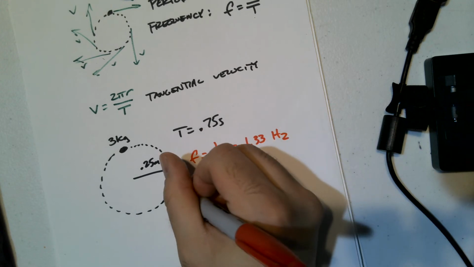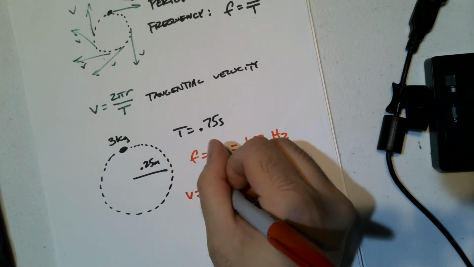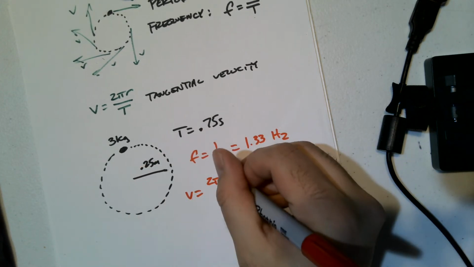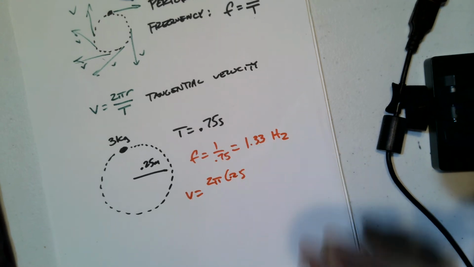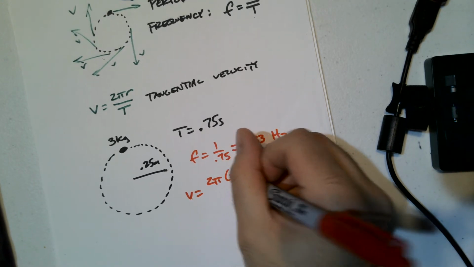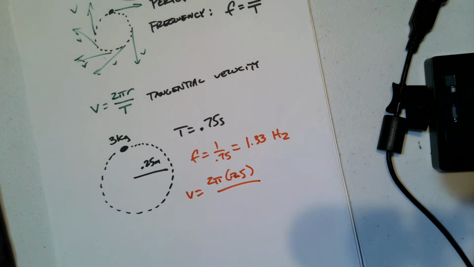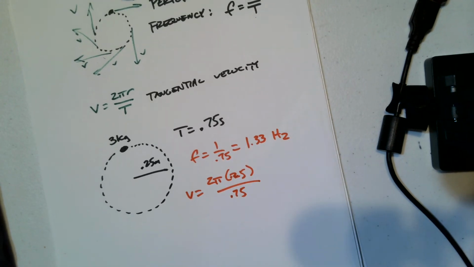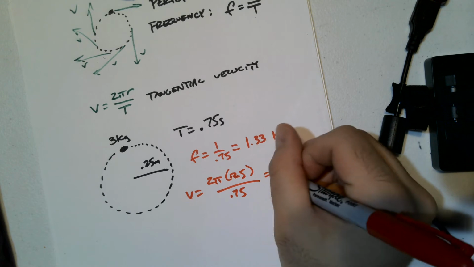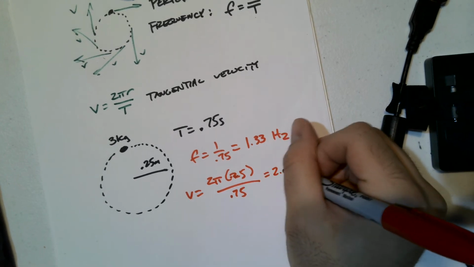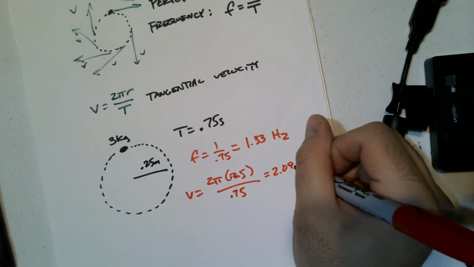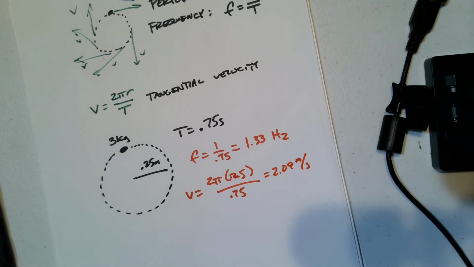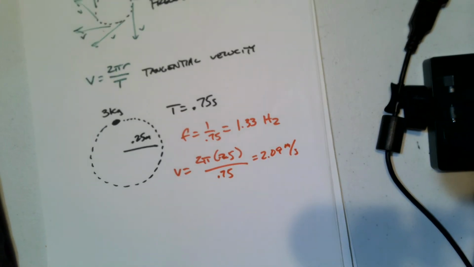If we want the velocity, pretty easy to do, it would be 2 pi r, where r is 0.25, and then we're going to divide it by the period of 0.75. So you've got 2 pi times 0.25 divided by 0.75, and we get 2.09 meters per second, sorry. And they're all pretty easy to calculate.